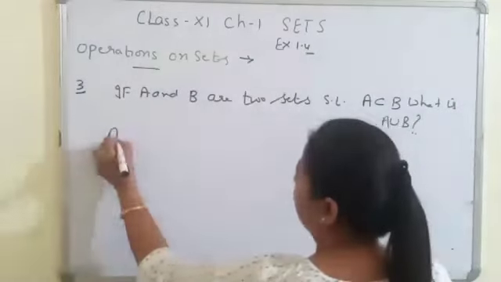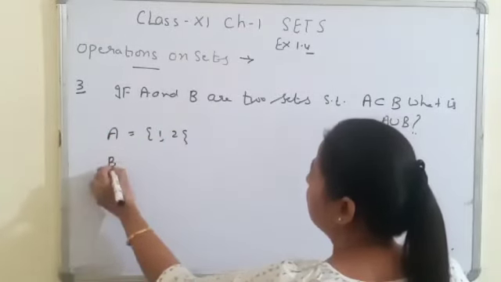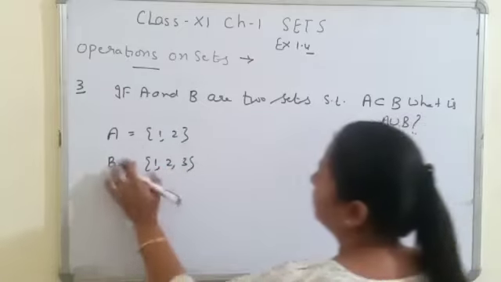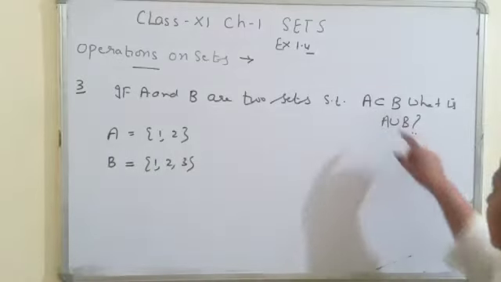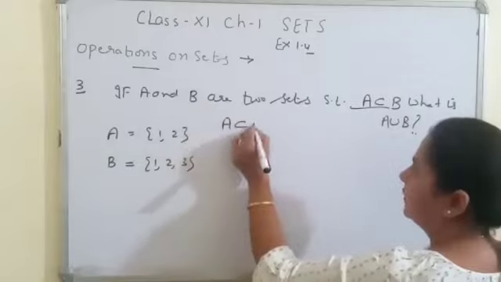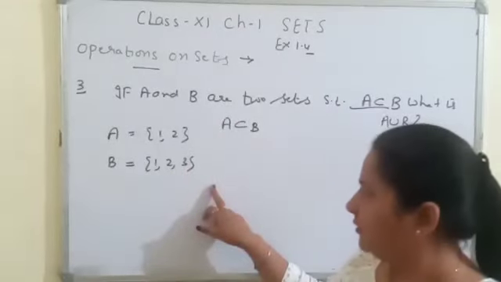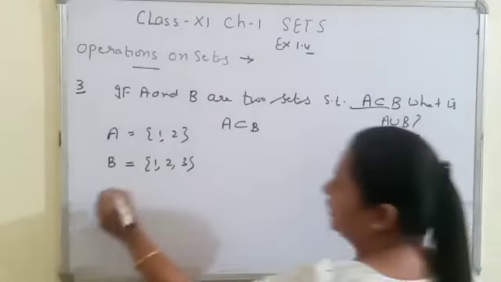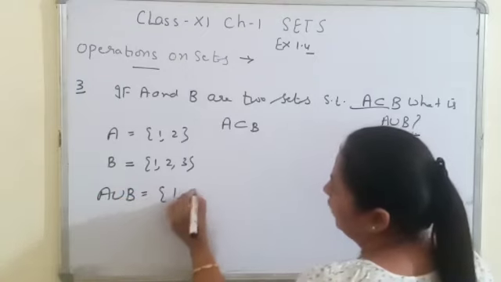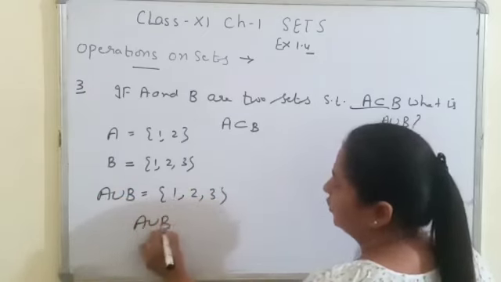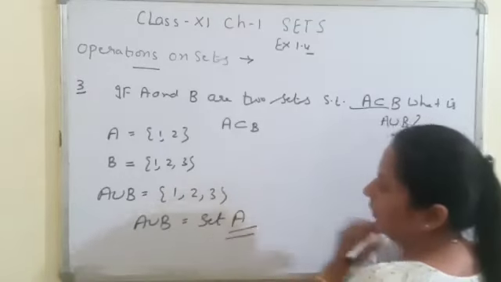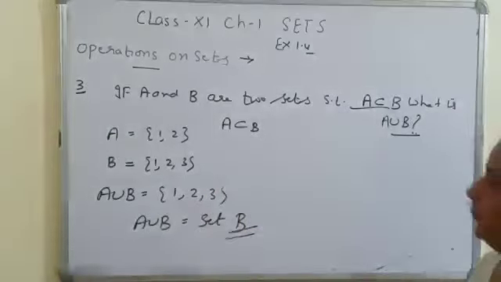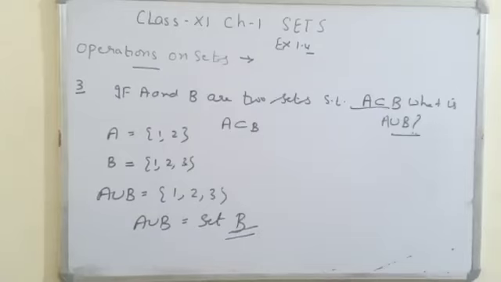Let's take another example. Suppose A has two elements, 1 and 2, and set B is 1, 2, 3. Then we have to write our sets according to this situation. A should be a subset of set B. So you can take the example I am taking here. A is the subset of the set B. Now, what's the condition for A union B? A union B is 1, 2, 3. So you can say that A union B is equal to the set A. Sorry, set B, because A is the subset of set B here. This was question 3.